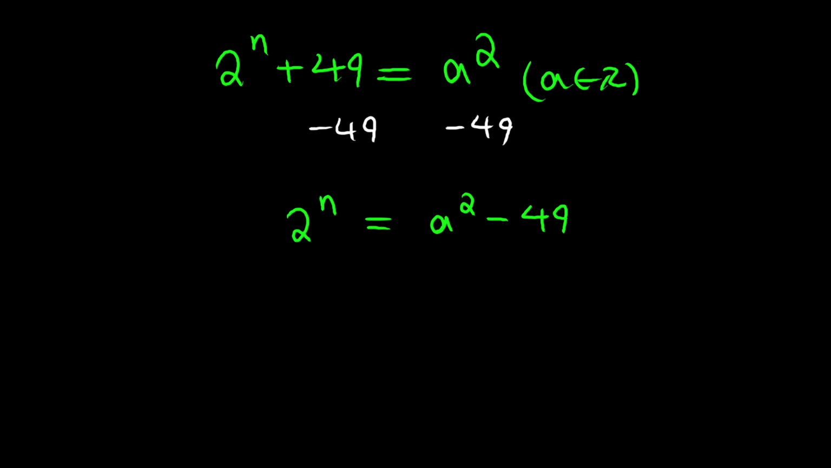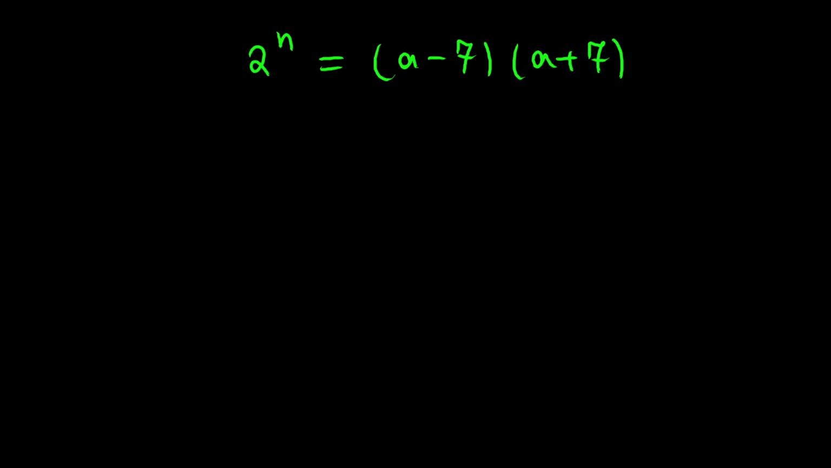Now, notice that 49 is a perfect square, therefore we have a difference of two squares on the right-hand side. Therefore, I can factor the right-hand side as a minus 7 times a plus 7. Now, notice that on the left-hand side, we only have a power of 2. We don't have a power of anything else. Therefore, this factor and this factor must be powers of 2. Because if they were powers of something else, then we would have to have those powers on the left-hand side as well. I hope that makes sense.